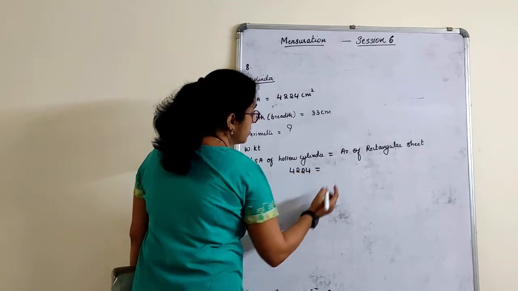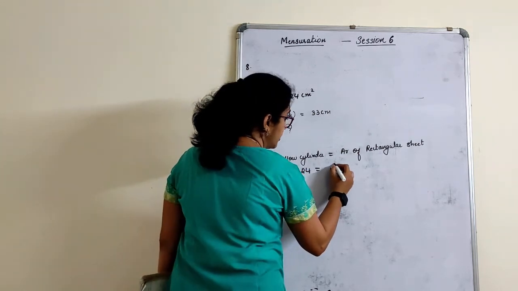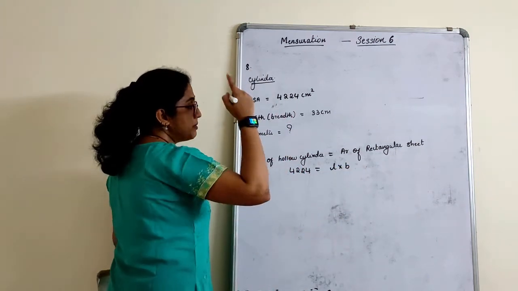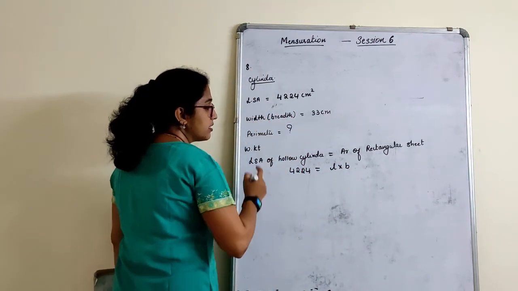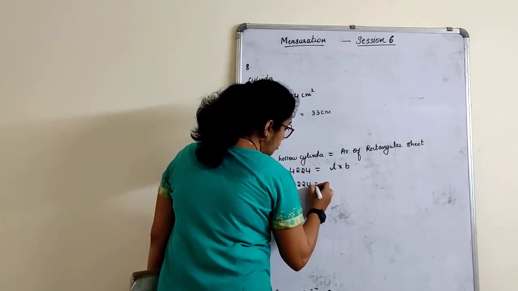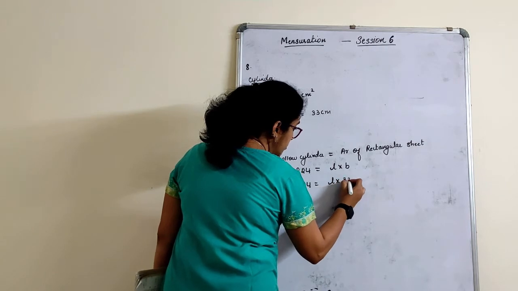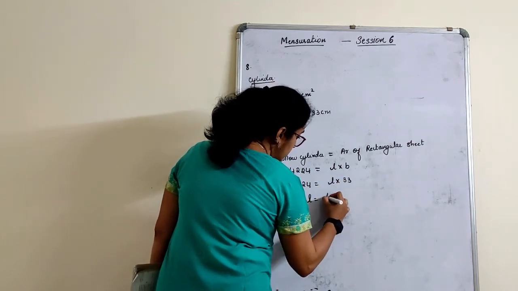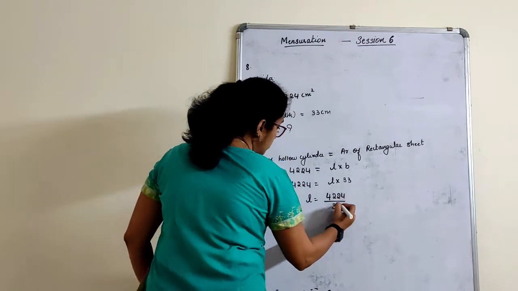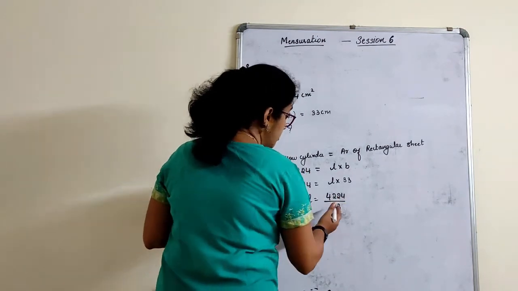4224. What is the area of a rectangular sheet? Length into breadth. So when we cut it open with respect to its height, its width is 33 centimeter. So 4224 is equal to L into 33. So L is equal to 4224 divided by 33.